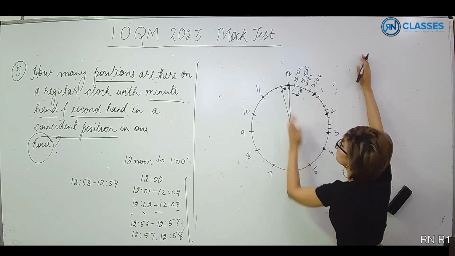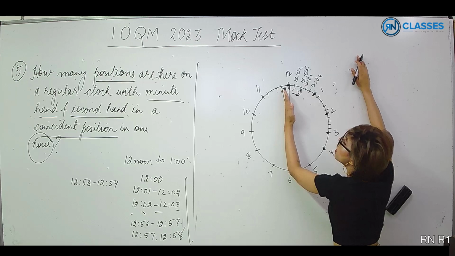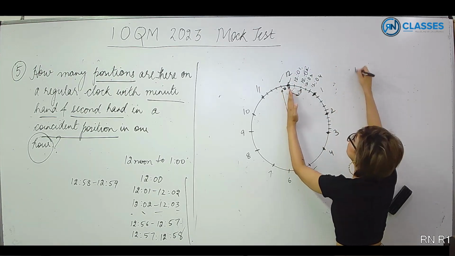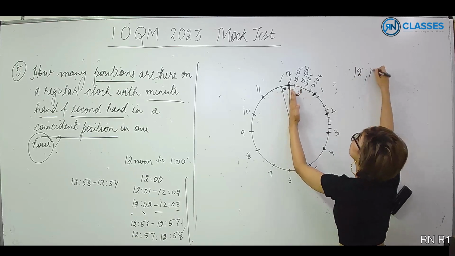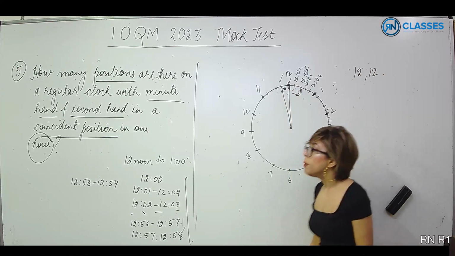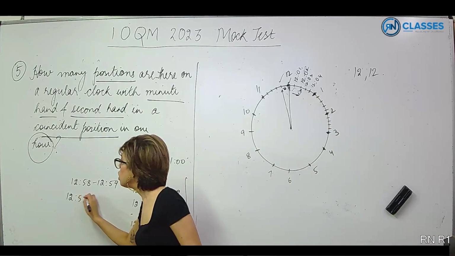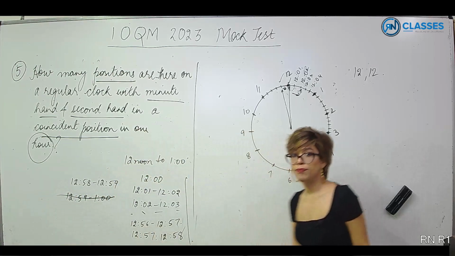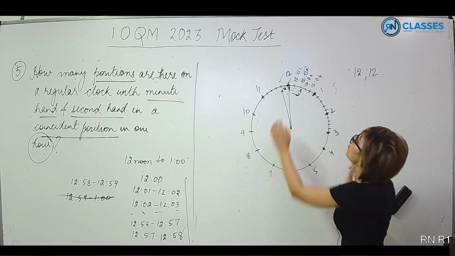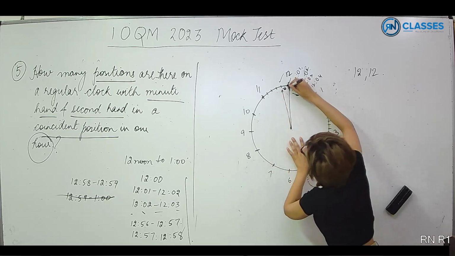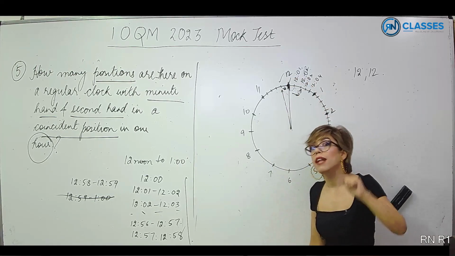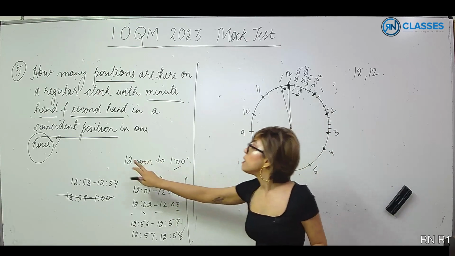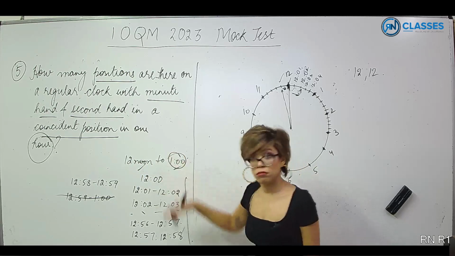And it is faster. But the problem is, these two will coincide again when the minute hand moves to 12 and the second hand also moves to 12. Right? So between 12:59 and 1 o'clock, we should say, there is no coincidence. Because they will coincide exactly at this point, but that will be for my next start, that is 1 o'clock. So it will not be counted from 12 to 1. Right? Because when we say 12 noon to 1, I do not include this time.